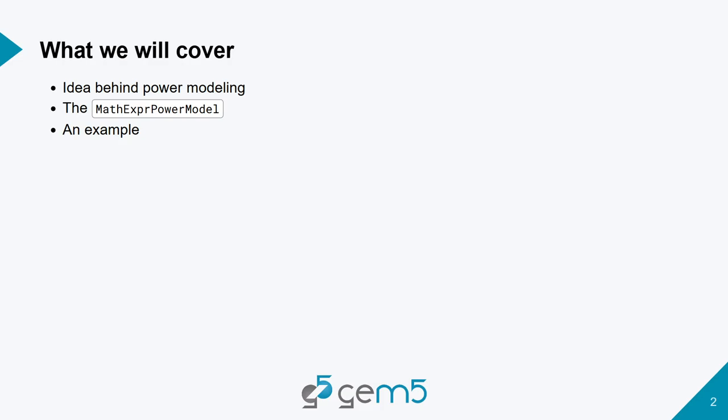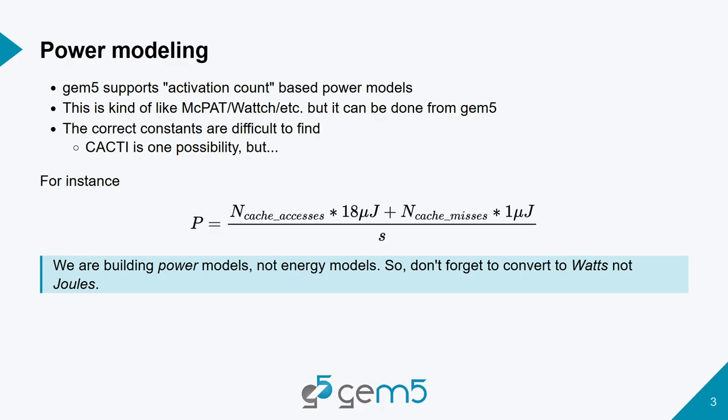We're going to use the math expression power model in gem5 and go over a quick example. Okay, so gem5 supports, internally within gem5, activation count based power models. These are things that are kind of like MCPAT or Watch, but it can be done from within gem5. In the past, a lot of people have used things like MCPAT with gem5 by running gem5, getting all the statistics, processing those statistics, and then feeding that into MCPAT. But we can do all this from within gem5 as well.